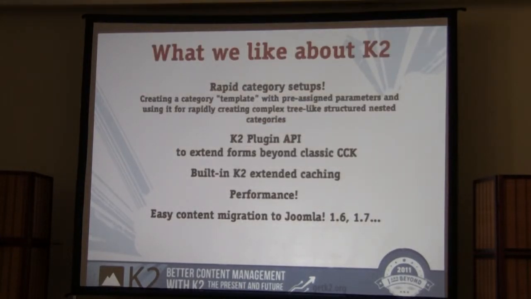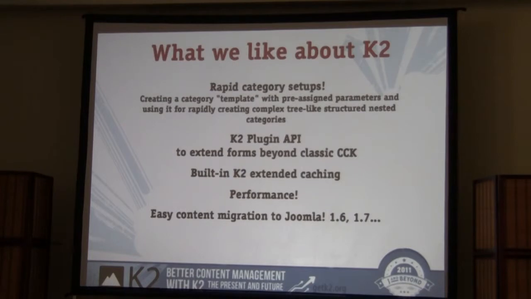What we like about K2, and then I'm going to move to show you K2 on 1.6. We have a few hidden gems in K2, like you can easily create a multi-structure category tree very easily, very fast. We utilize this thing that we call category templates. What that means is that you can create a category template, preassign some parameters, and then use this category as a template for its children or for any other category.